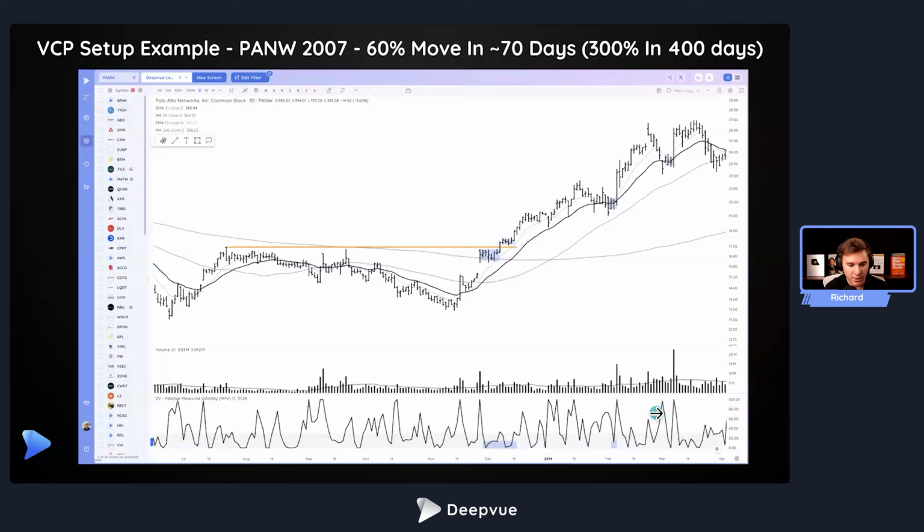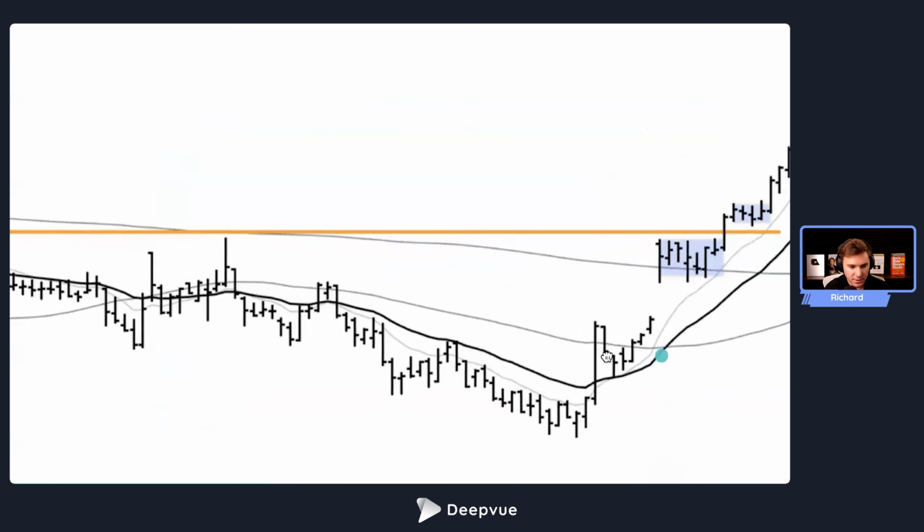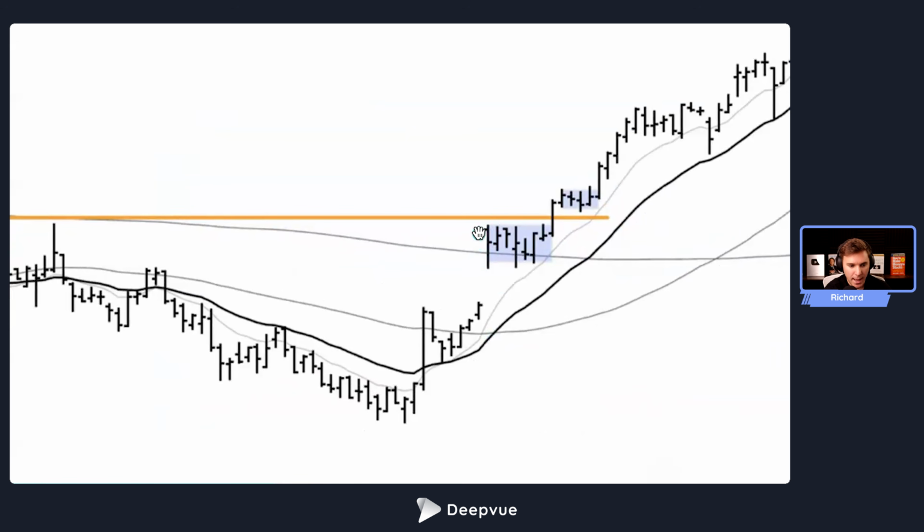So this is a great example. And let me actually see if I can zoom in here. There we go. So look, we have a gap up, and then we form tight. We do a little bit of shake, but overall this is very, very tight.